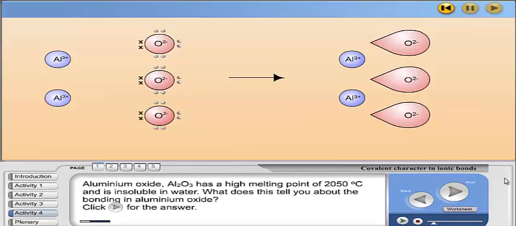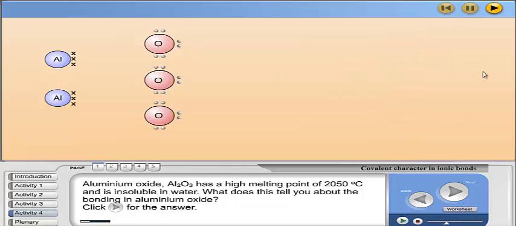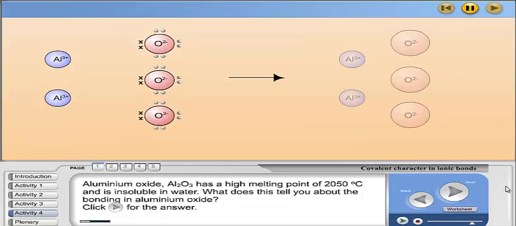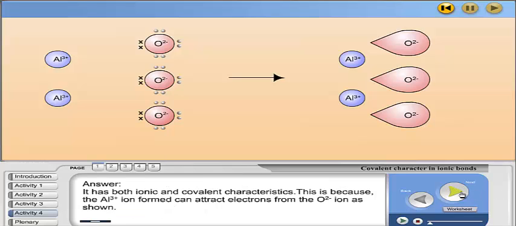Aluminium oxide, Al2O3, has a high melting point of 2050 degrees Celsius and is insoluble in water. What does this tell you about the bonding in aluminium oxide? Click Next for the answer. Answer. It has both ionic and covalent characteristics.